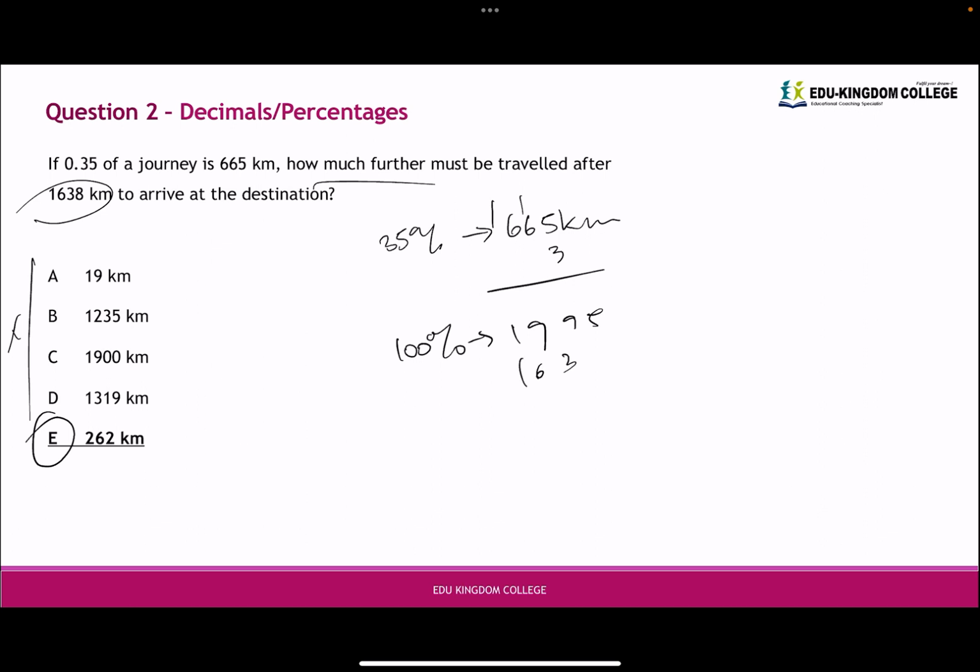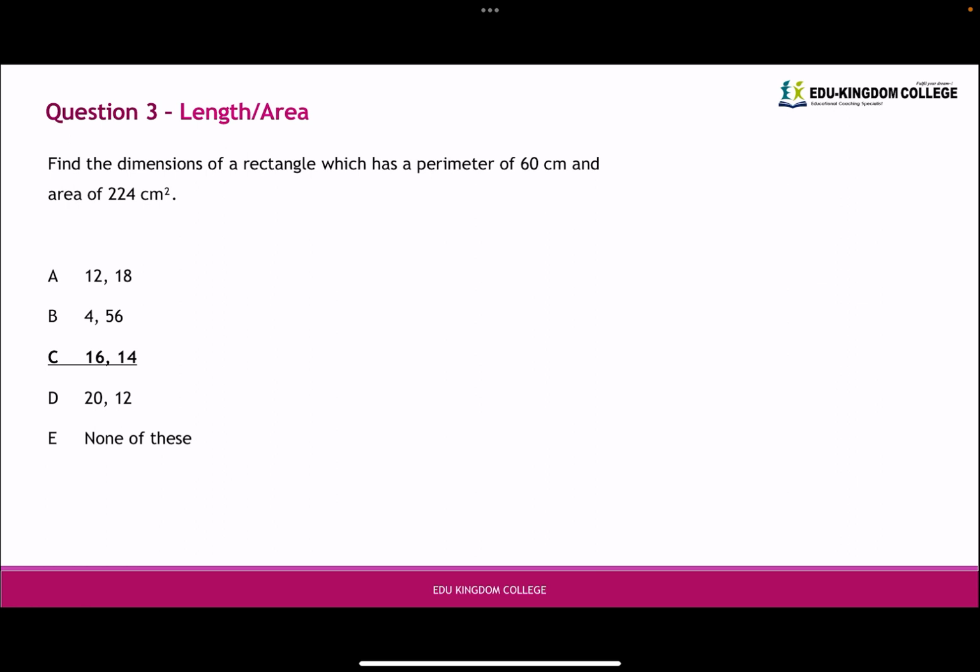Okay, but let's just do the maths anyways. So carry 1 over 7, 5, 3. So it's around 2 to 300, which gives us part E. Okay. Question 3, length / area.